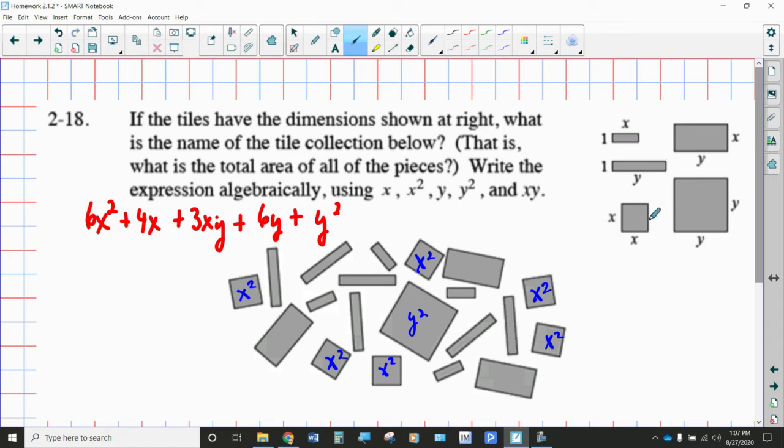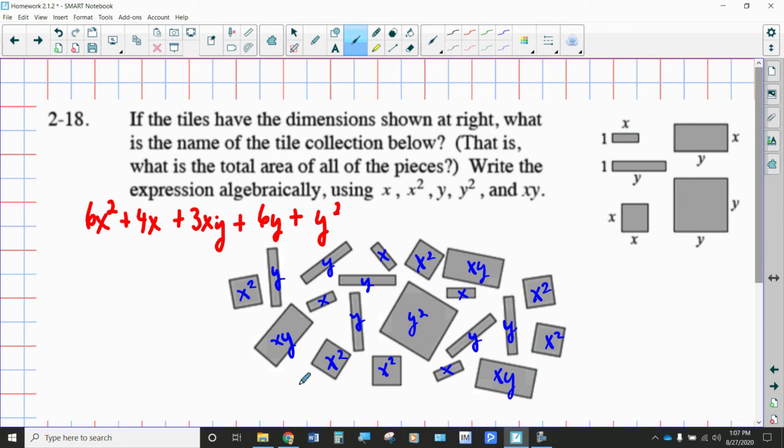Do we not have any units? We don't. Okay. And then we've got our x's are the smaller skinny rectangles, and the y's are the longer skinny rectangles. And we do have some xy's showing up in here. We don't really work with those too often, but for this lesson, I guess we do.